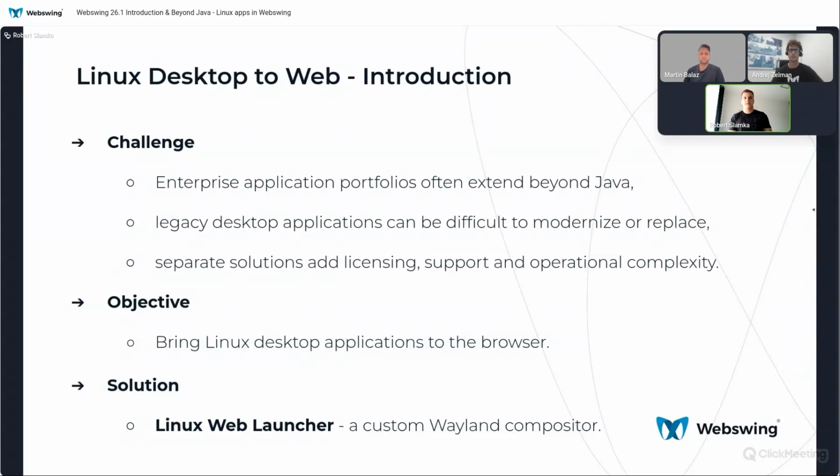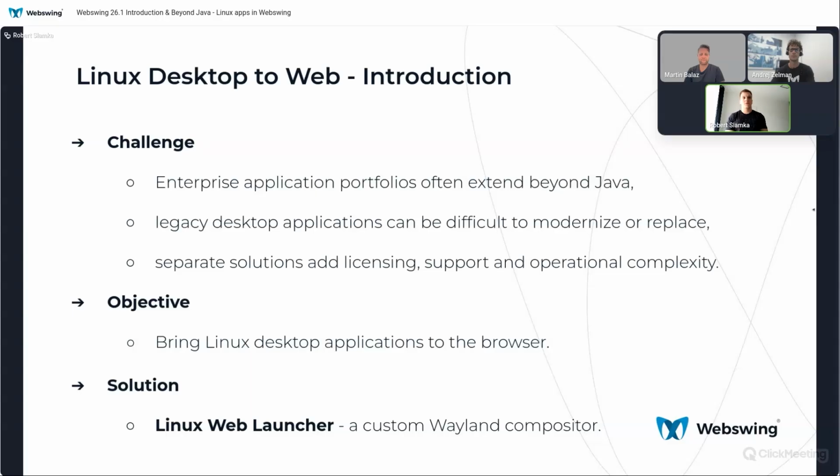With that being said, they often have to use separate solutions, since solutions for running desktop applications in a web browser are often tied to a specific technology, for example Java. And once you have separate solutions for each application, it often adds operational complexity in the form of licensing and support. It also limits the ability of application cooperation, so these applications cannot launch each other or exchange information.